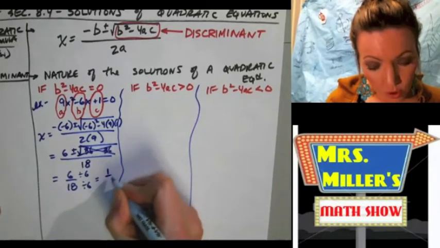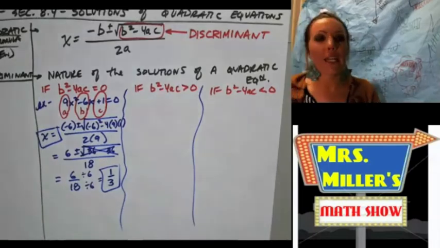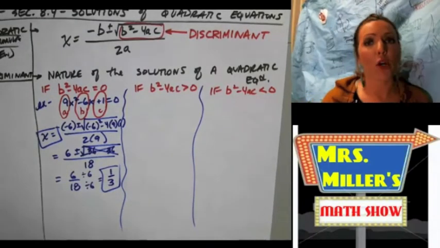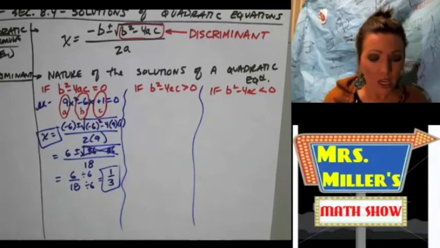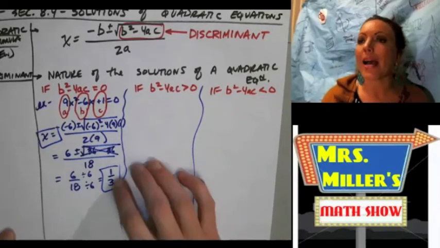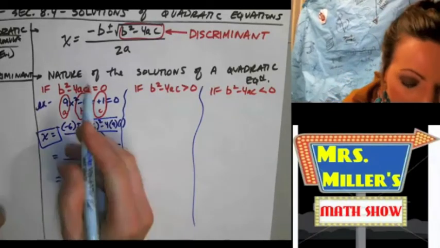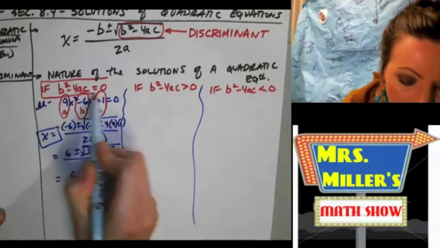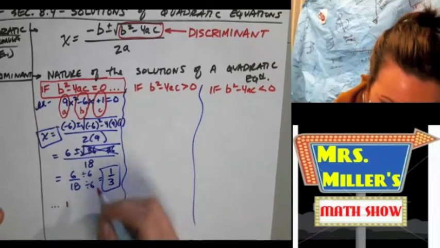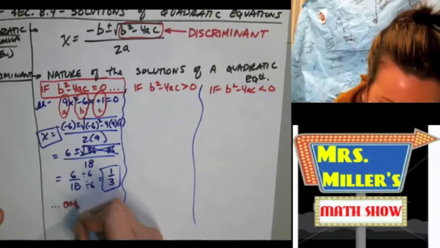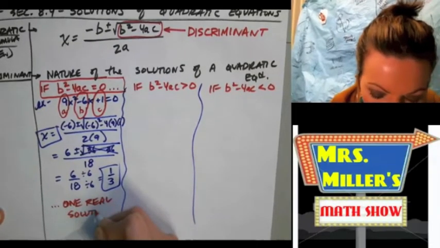X equals 1/3. So how many answers did we end up getting? Just 1. Okay, and we don't have any imaginary numbers. This is not an imaginary number, so if b squared minus 4ac equals 0, then you end up with one real solution.